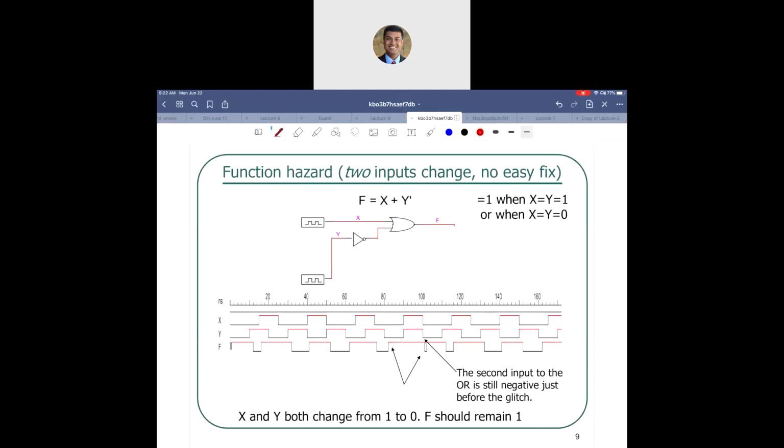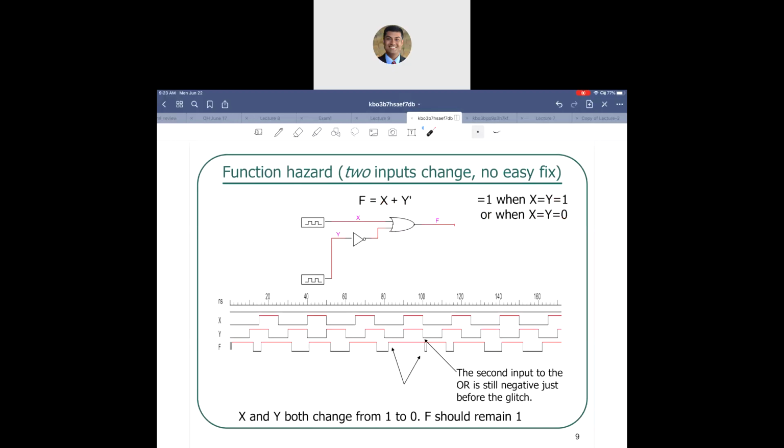Let us go on to the last category here. This is function hazard, in which 2 inputs change at the same time, and there is absolutely no easy fix for this. The example that we are seeing is over here you have x that changes, over here you have y that changes, you have f equals x or y complement, and because it's a simple expression, you can analyze it very quickly. You can say f is going to be 1 when x is 1, y is 1, or when x is 0 and y is 0. So when both of them are the same, f should be 1.